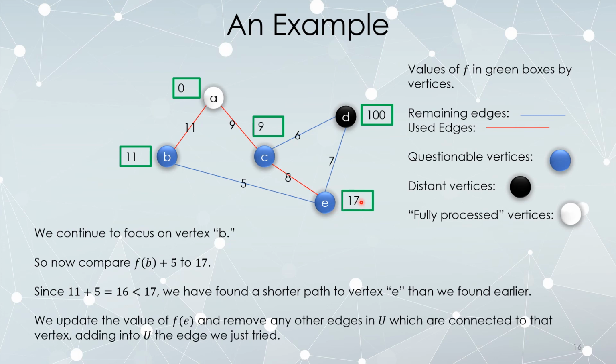So what we do is we update this value with our new shortest path. Any used edge connected to E gets deleted. And it was already a questionable vertex, so that doesn't change. So this gets replaced with 16. This edge is being used instead, and this edge gets removed. Okay, so it's possible that this function value might get changed many times.